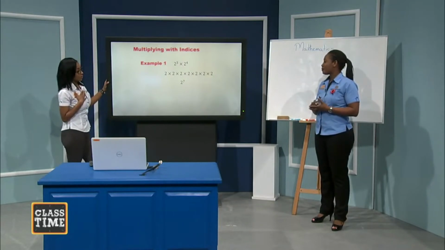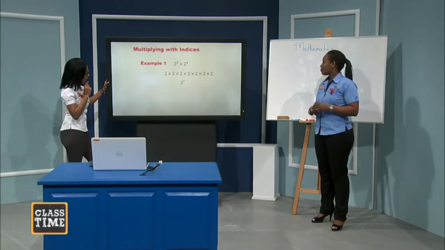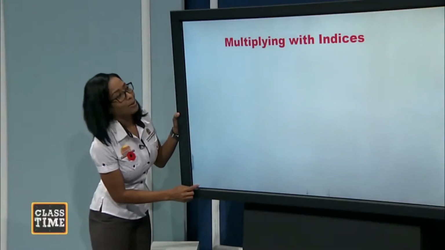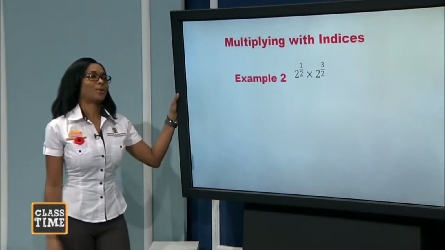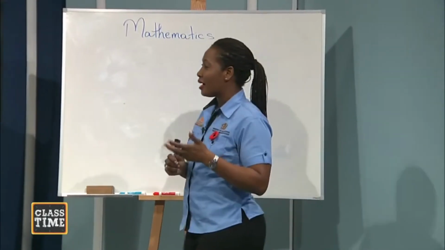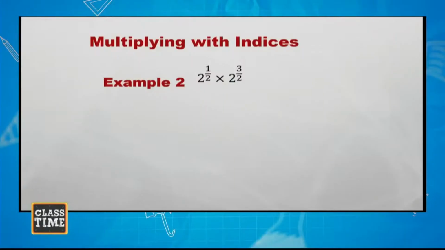I know you're brighter, so I want you to explain to me how we're going to do the next one. So we're stepping it up. We're still multiplying with indices. However, look at those index values. We have a half and 3 halves.